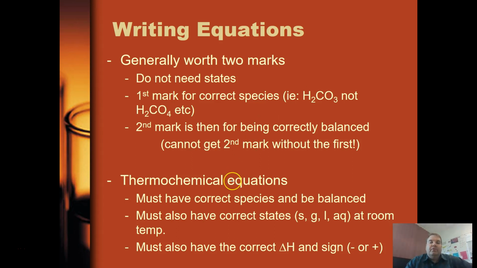When you get to thermochemical equations, you must have the correct species and be balanced, like up here, same as here, but you must also have the correct states at room temperature. So one of the common things that people do, particularly for combustion reactions, is they put water in as a gas. Okay, now it actually exists as a liquid at room temperature, so you must have that in. And you must also have the correct enthalpy and sign. So if it's combustion, it must be negative 1,320 kilojoules, for example. So make sure you put those in for thermochemical equations.